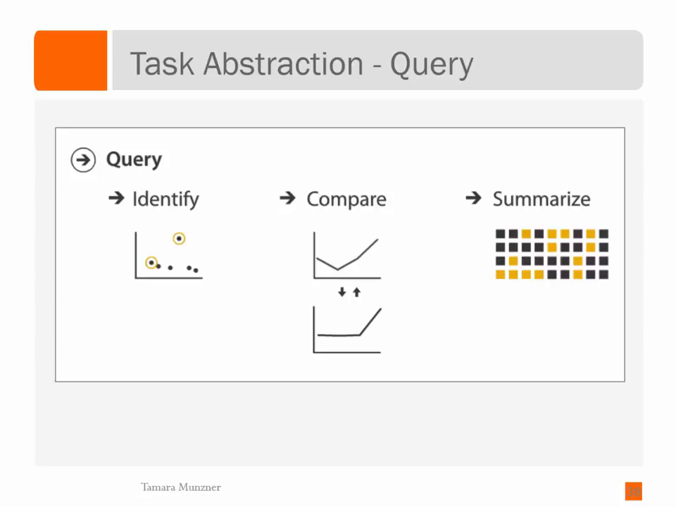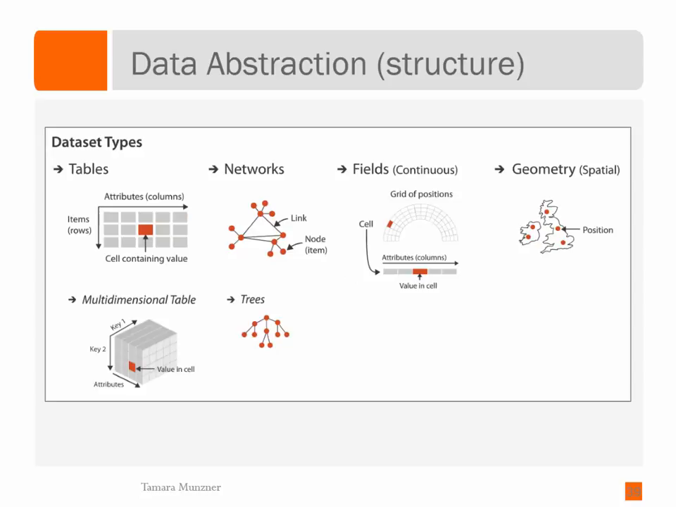We also have data abstraction. With data abstraction, we're talking about how the data is structured. And so the first one there, a data table, we might have different columns and rows, cells within it. We're probably all familiar with this type of data table or data structure that has columns and rows, basically a matrix.